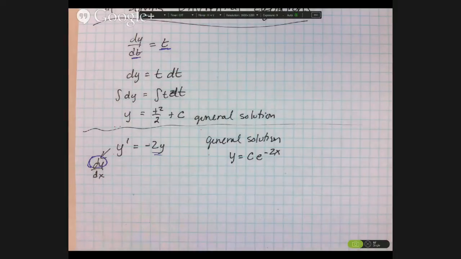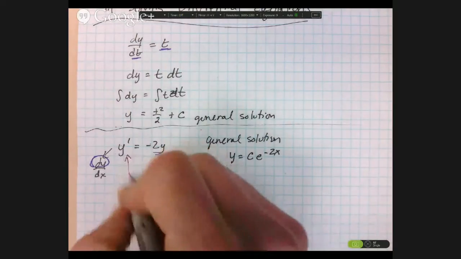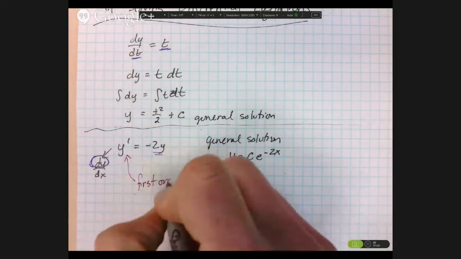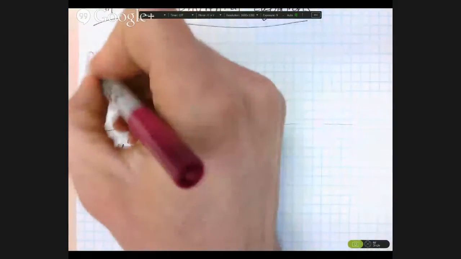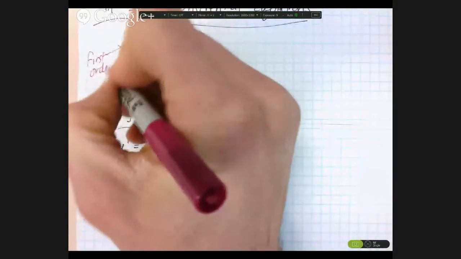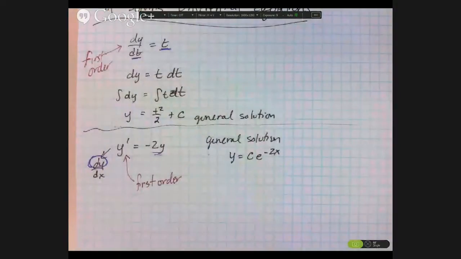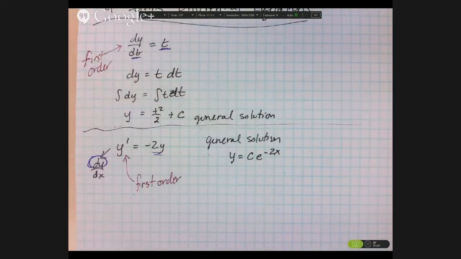These are both what we call first order. We're not going to worry about anything else other than first order today. That just means it's one derivative. It's y prime or it's dy dx. First order.